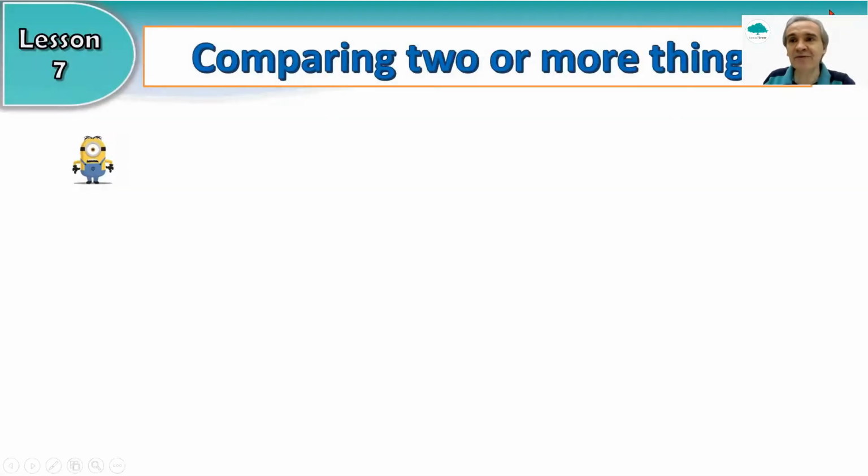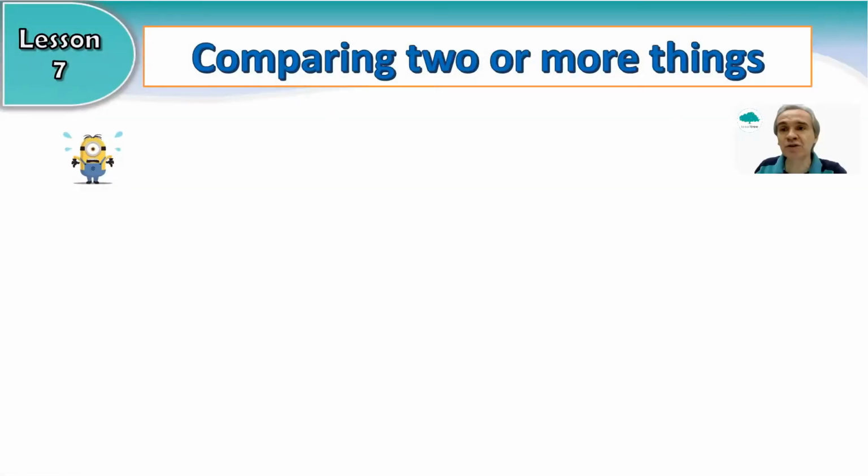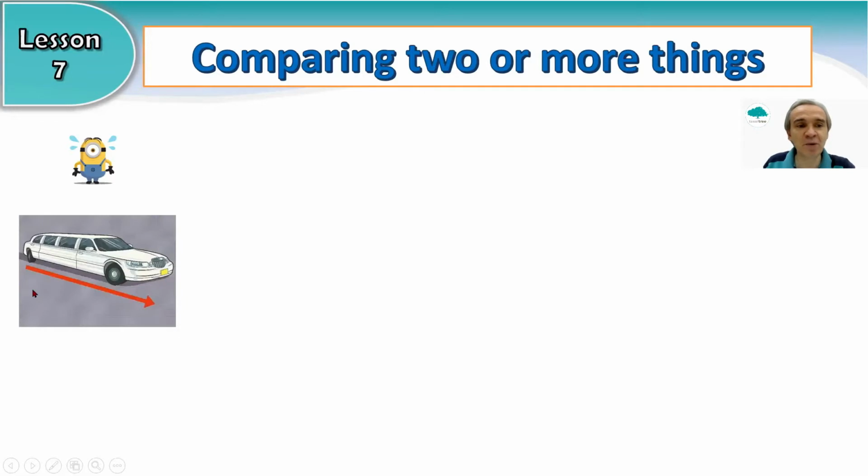Okay, let's see if we remember when we're comparing two or more things. So first, with one thing. For example, how can we talk about this car? The car is very long. Okay, so a long car.